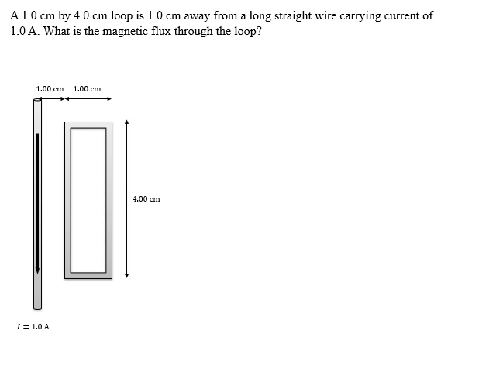We have a loop 1 centimeter by 4 centimeters, and it's 1 centimeter away from a long straight wire which is carrying current. We'd like to find the magnetic flux through the loop. So let's think about that current carrying wire. We know that the current carrying wire makes a magnetic field, which is equal to mu naught I over 2 pi r.